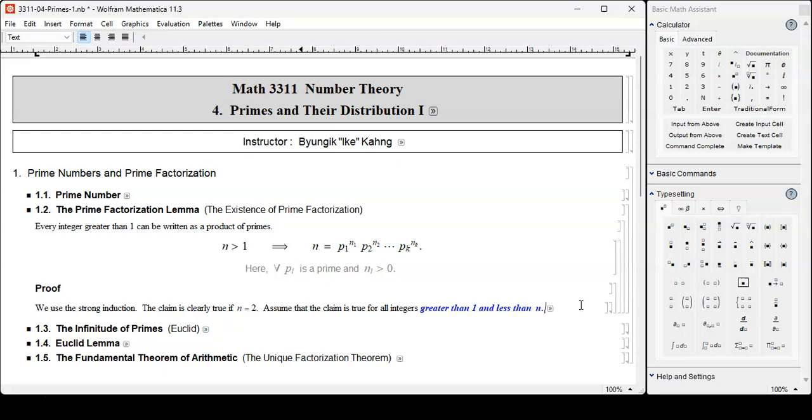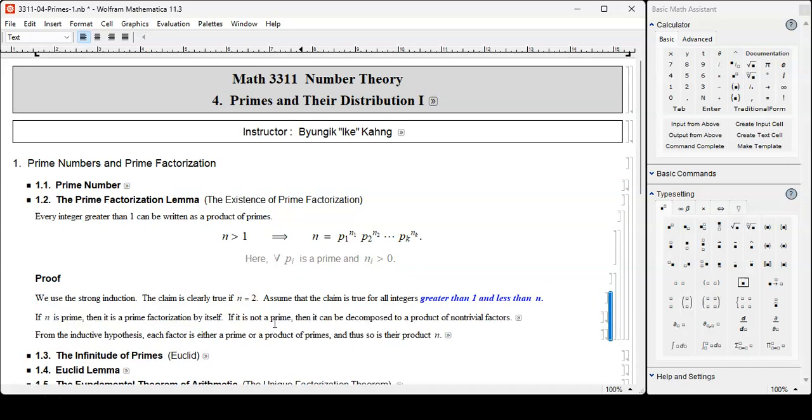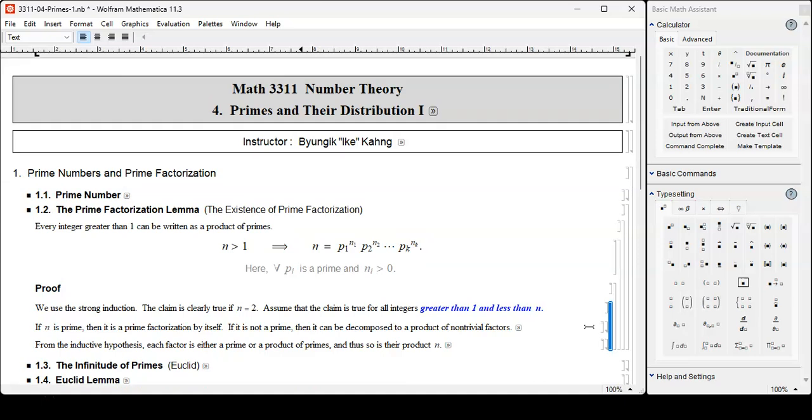Okay, now let's prove for n. If n is already a prime, then there's nothing to prove. Just like this, it's a prime factorization just by itself, a product of just one prime. See? If n is prime, then there's nothing to prove. Now let's suppose n is not a prime. If it's a composite, then it can be decomposed to a product of non-trivial factors.